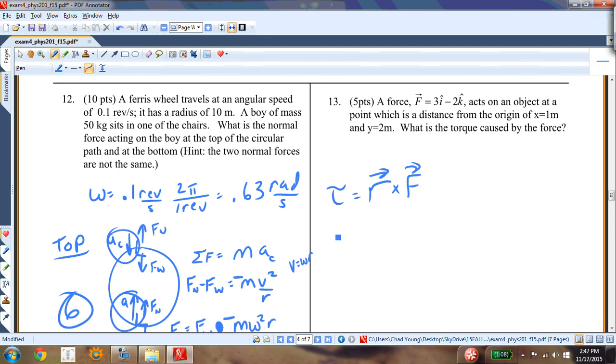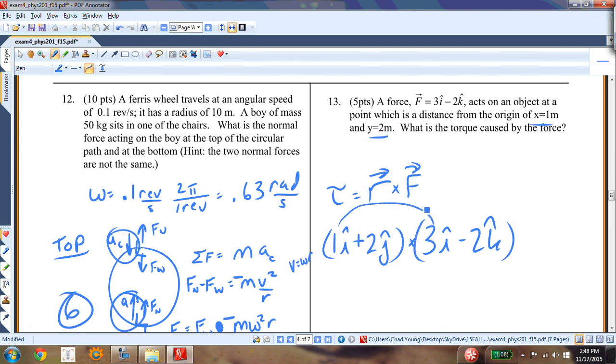That's going to be 1I plus 2J. I get that from the coordinates here and here. Cross with the F, 3I minus 2K. So I do first, outer, inner, last. I do these two, but I cross I is equal to 0, so I'll just skip that one. Outer, I have negative 2I cross K.